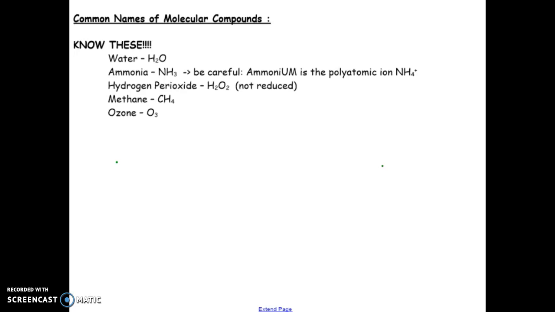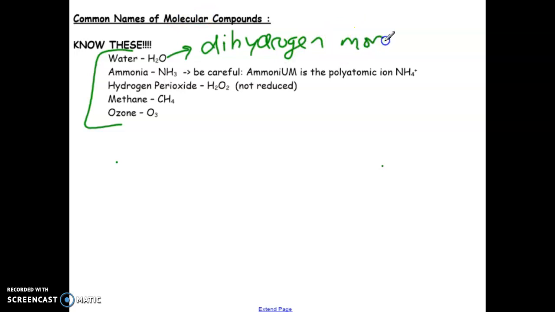I don't expect you to know all of them, okay, but these are the five that I do expect you to know. So for example, water, the IUPAC name for this is actually dihydrogen monoxide. I don't know about you, but I don't really remember the last time I referred to water as being dihydrogen monoxide. So when you're doing this, you are able to use both. Of course, this is the correct term, but you should also know that it's water.